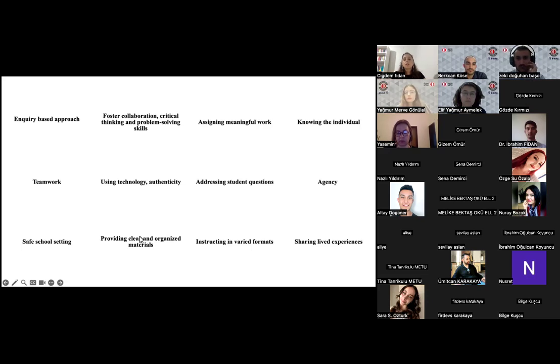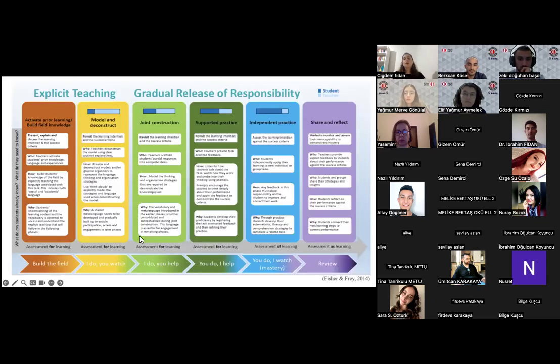Using technology, being authentic, teamwork, integrating community, knowing the individual, instructing in varied formats, including various multimodal tools, and sharing lived experiences. These are also really important and suggested tools that you can use to create an inclusive ELT context.